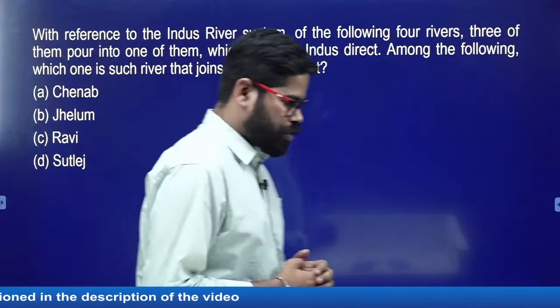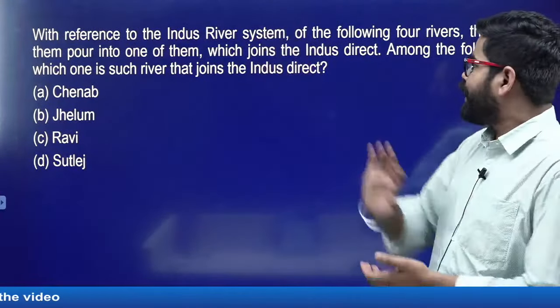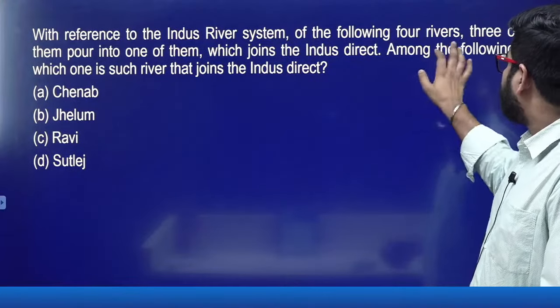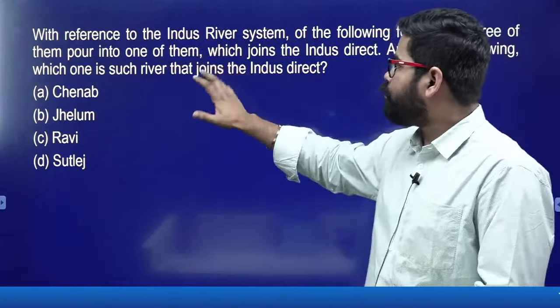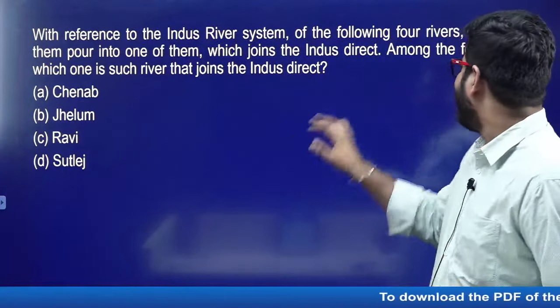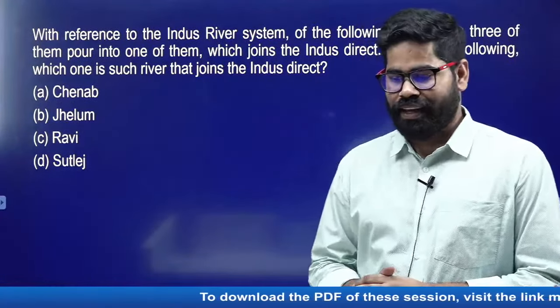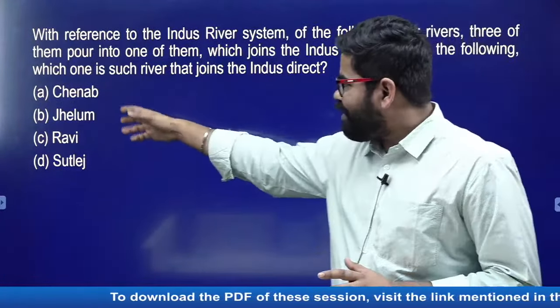So let us see the first question here. The first question is saying, with reference to the Indus River system, of the following 4 rivers, 3 of them pour into one of them, which joins the Indus direct. Among the following, which one is such river that joins the Indus direct? Now, you can see the options here.